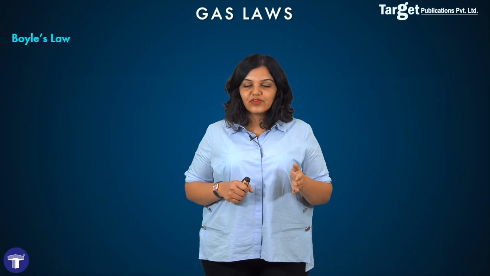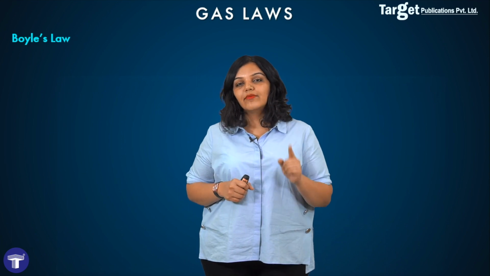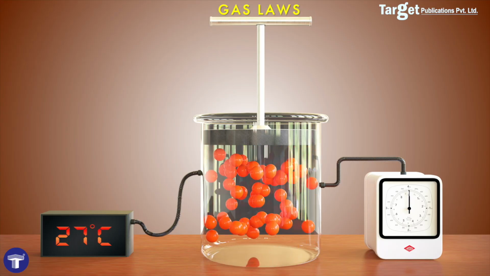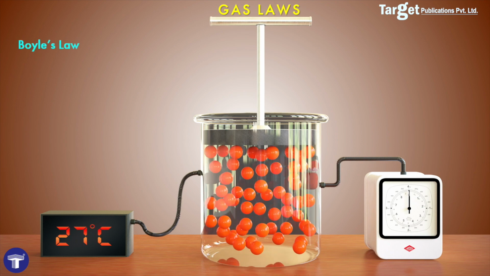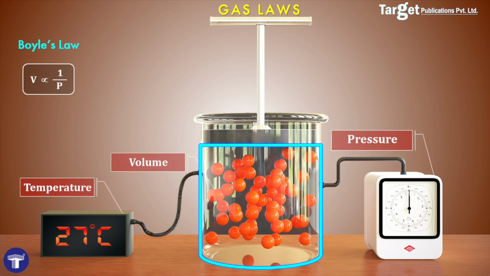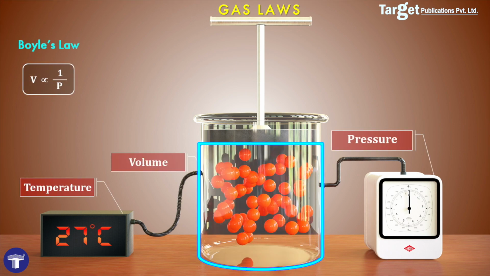So the first thing that we must revise are the gas laws. Let's take a look at them one by one. The first law is Boyle's law. Boyle's law simply says that pressure and volume are inversely proportional given that the temperature remains constant.